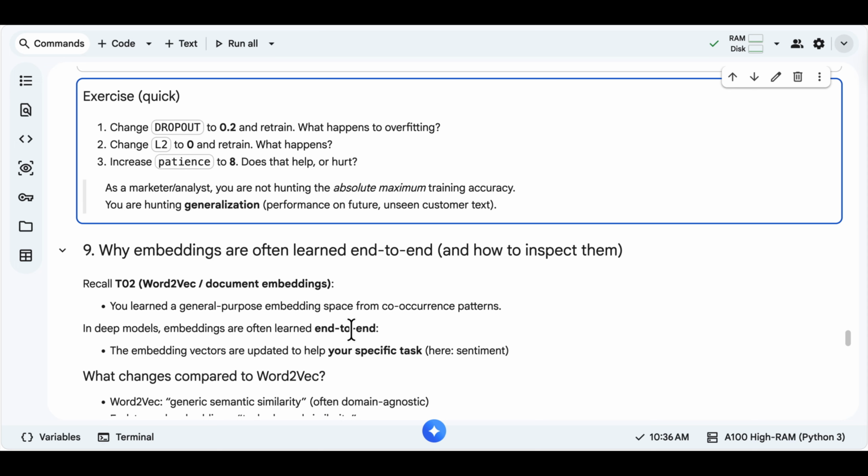The main lesson is simple. We do not want the highest possible training accuracy. We want strong performance on future, unseen customer text. In marketing analytics, generalization is more important than memorization.